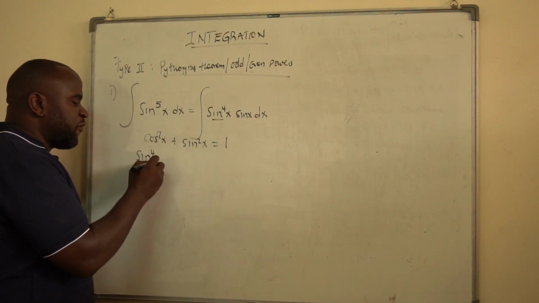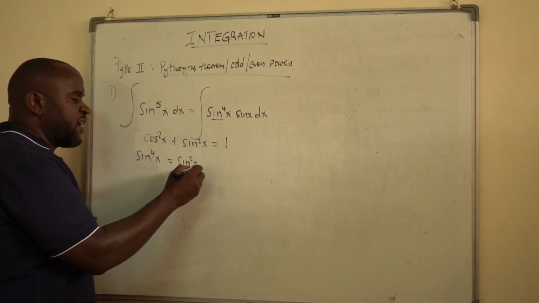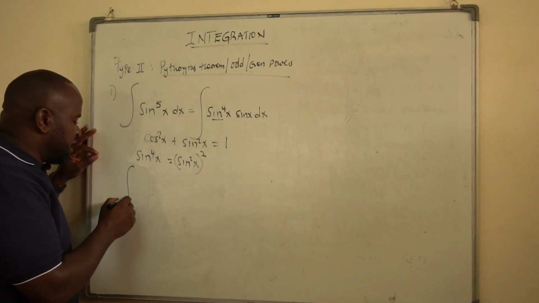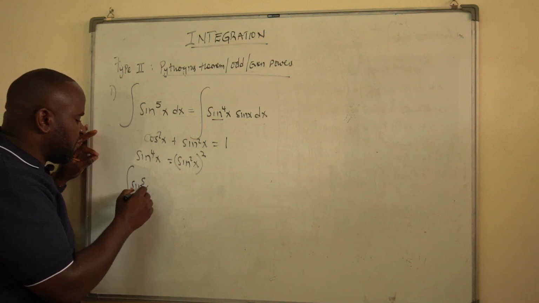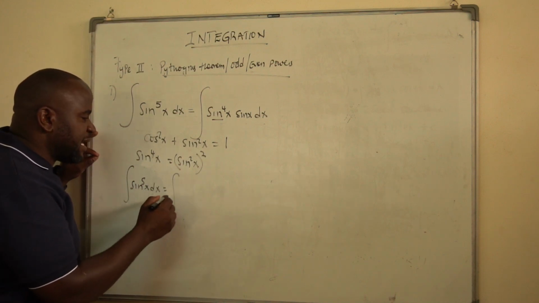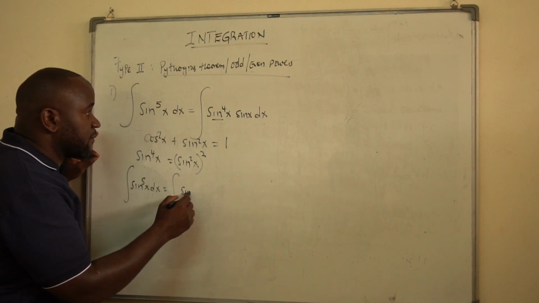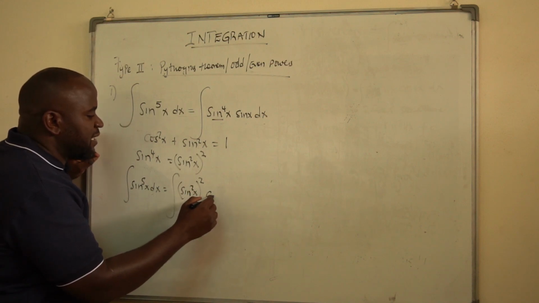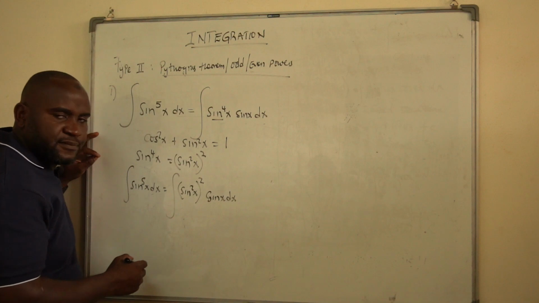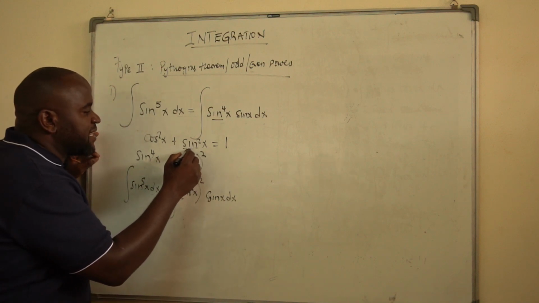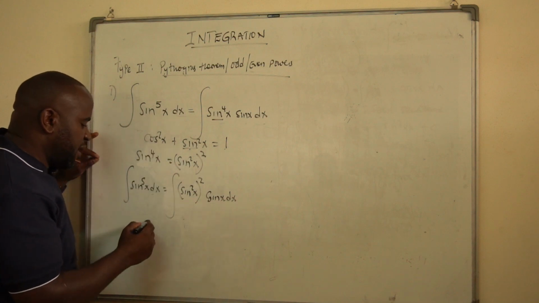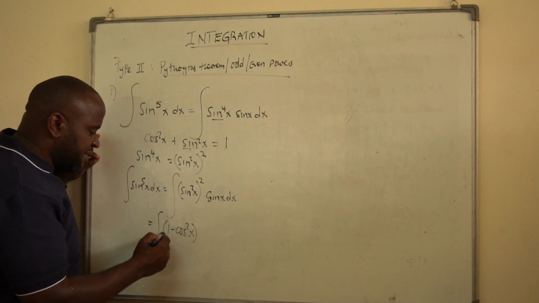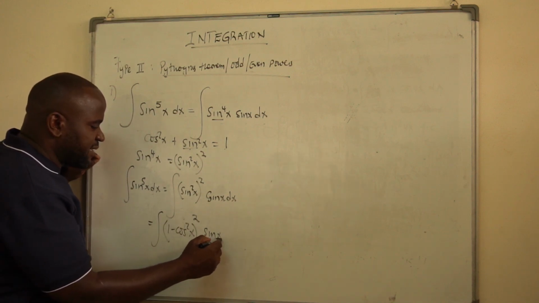Why? Because sine to the 4th is the same as sine squared of x, but the whole of that raised to the square. With that regard, therefore, integral of sine to the 5th of x dx, I can rewrite this as sine squared of x, but this is squared, times sine of x dx. From this definition, I can make sine squared the subject, which is 1 minus cos squared. So this will give me the integral of 1 minus cos squared of x, but the whole of this is squared, sine of x dx.